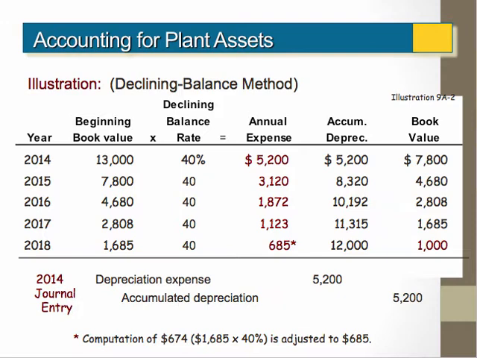Notice in 2018, we could not take 1,685 times 40%, because if we did, the depreciation we would have calculated would have been too high and we would have made our book value less than $1,000. Remember, we said as soon as we have our book value equaling the salvage value, we stop taking depreciation. So therefore, in 2018, what we had to do is take depreciation expense only for the amount to get us to the book value.